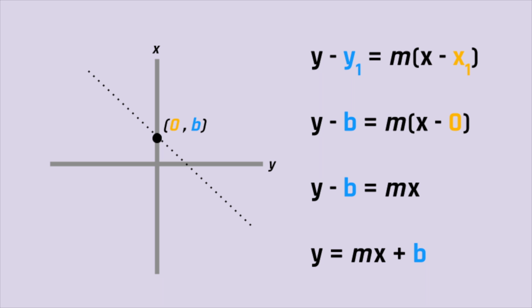y minus b is equal to m times the quantity x minus 0. I then use substitution again and replace x minus 0 with x, obtaining y minus b is equal to mx. Finally, utilizing transposition, I arrive at y is equal to mx plus b.